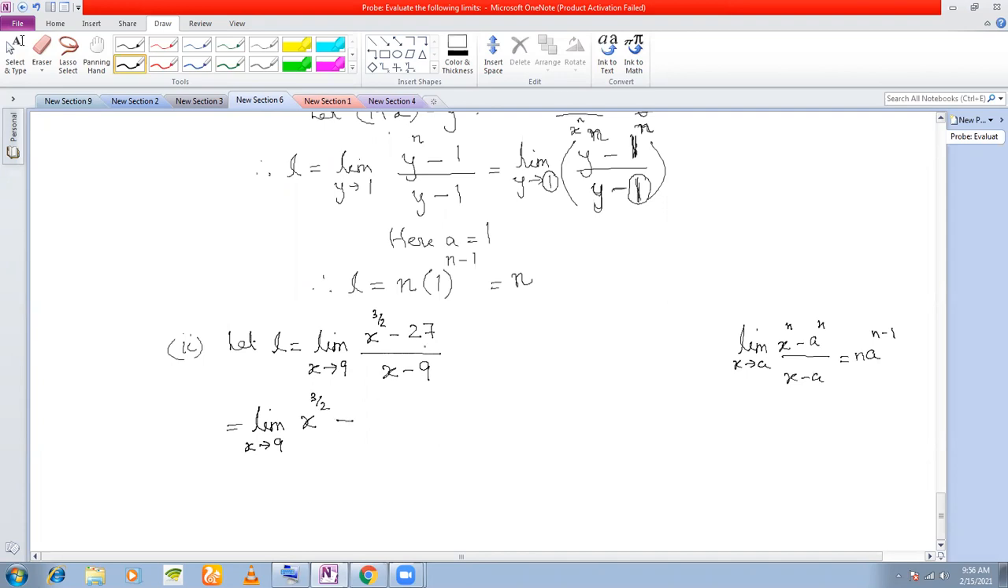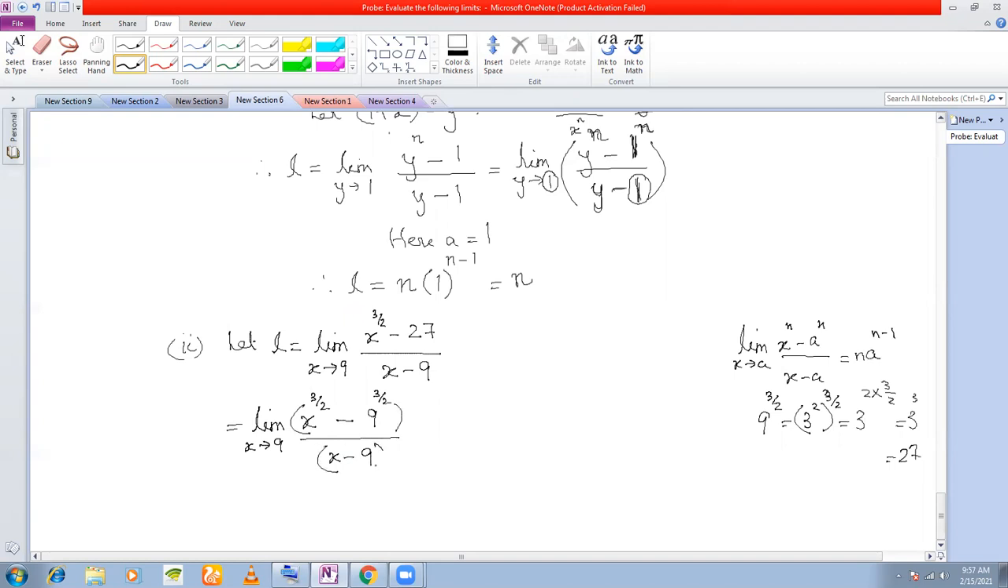Now you have a 27, that is a has been raised to the power of n. So can 27 be written as 9 to the power of 3 by 2? Just check. 9 to the power of 3 by 2 is 3 square to the power of 3 by 2, which is 3 to the power of 2 into 3 by 2, which is 3 cube, which is 27. So yes, 27 can be written as a to the power of n, as 9 to the power of 3 by 2, divided by x minus 9.